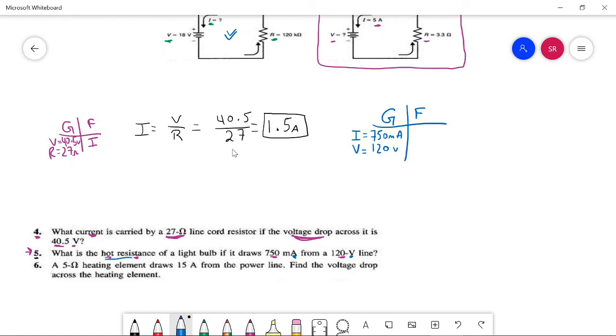Alright, and what are we looking for? Hot resistance. Guess what hot resistance means? Just resistance. Just plain R. Plain resistance. So, how do we find resistance? Right? How do we find R? Well, R is equal to V over I. Alright, what's my V? My V is 120. What's my I? My I is 750 milliamps.